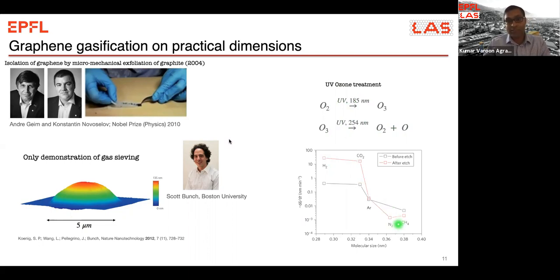But what are the challenges here, right? One, you are using micromechanically exfoliated graphite, which is only 5 micron in size, so forget about making a practical membrane. Second, UV ozone treatment is done inside a chamber where you have both the chemical and the light, so if you want to scale it up, it's also very difficult.